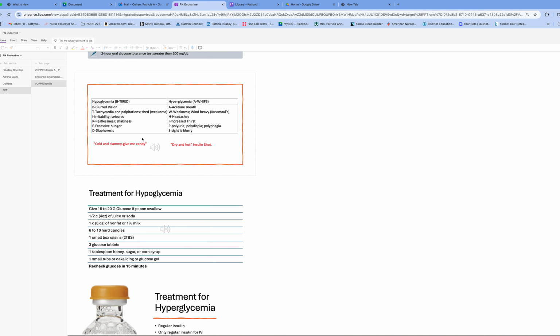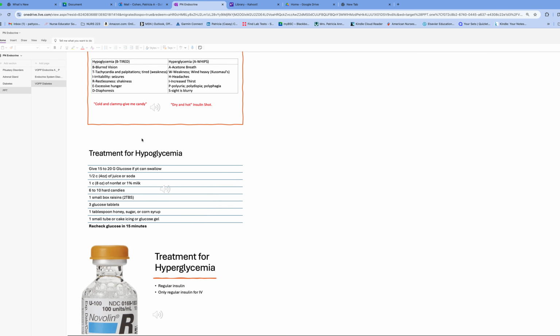With DKA and HHS, they have signs of hyperglycemia, so make sure you're looking at that. There is also a great chart in the diabetes chapter of the ATI textbook, on the last page, comparing and contrasting DKA with HHS, which is better than my chart. So make sure you look at that.